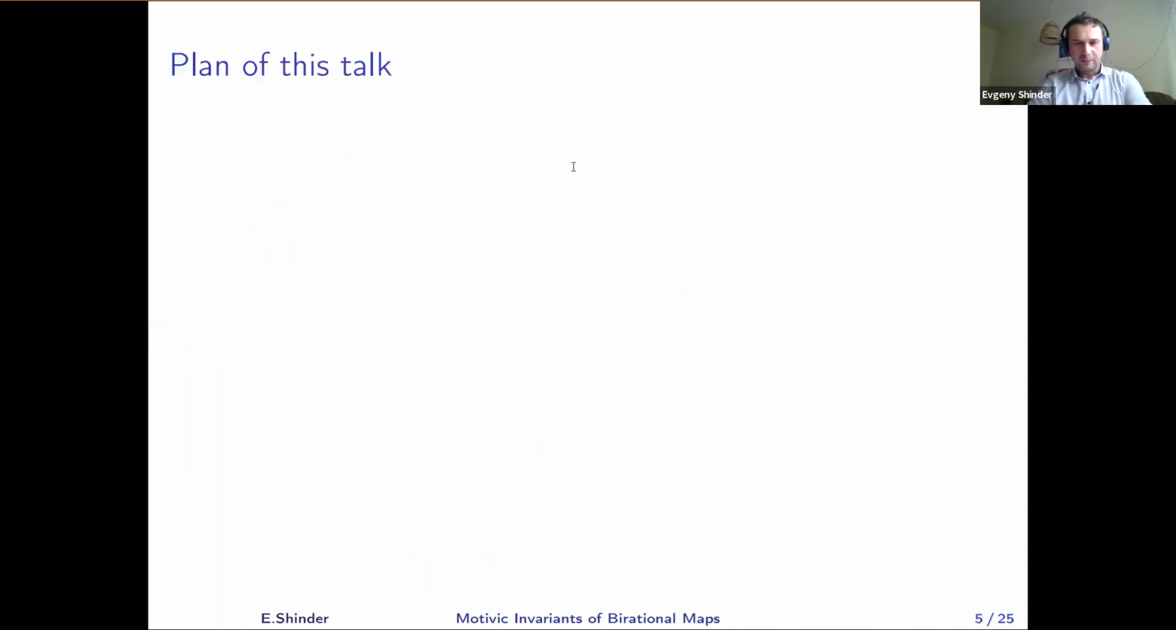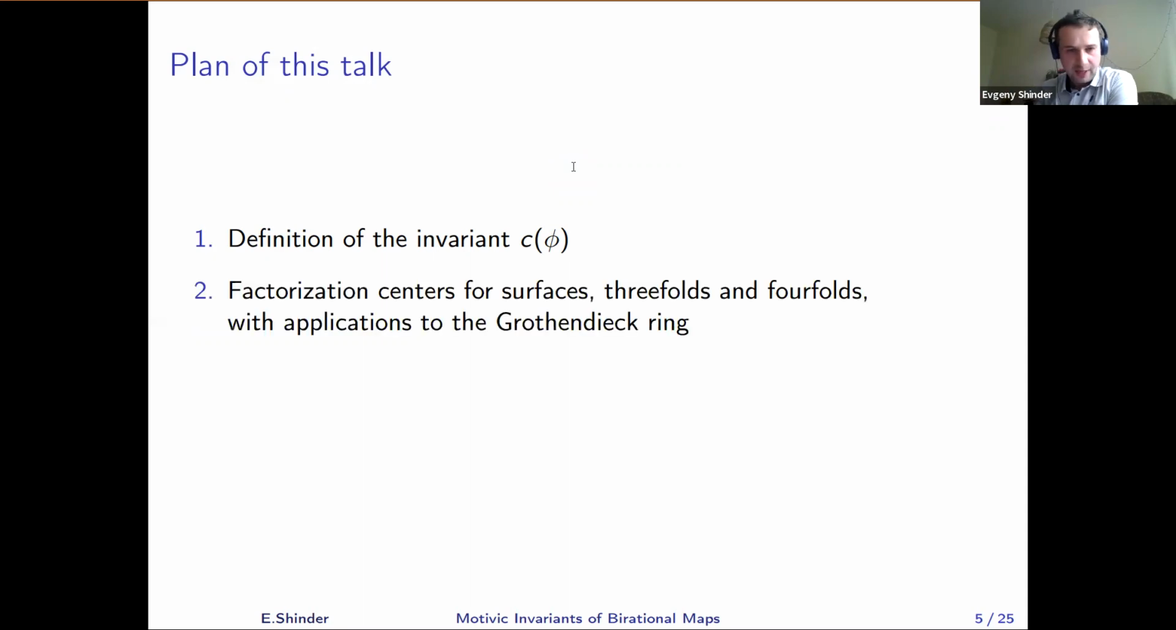So we go into the plan. So the plan of the talk, I'll define C of I, so the motivic invariant of birational maps with values in the Grothendieck ring of varieties or some variants of it. And then I explain this invariant for surfaces, threefolds, fourfolds, and state applications to the Grothendieck ring. And finally, we discuss Cremona groups. So much of it is old work, which I have to finish and write down, but there will be some new results as well.